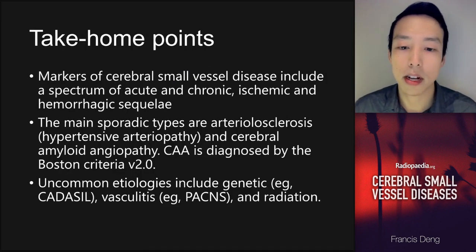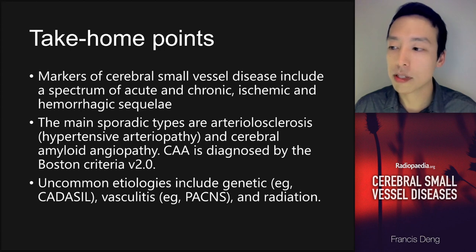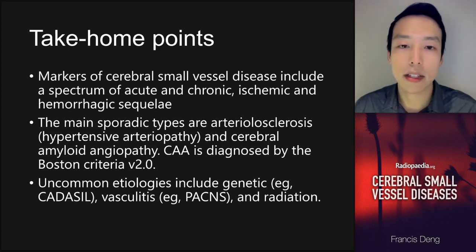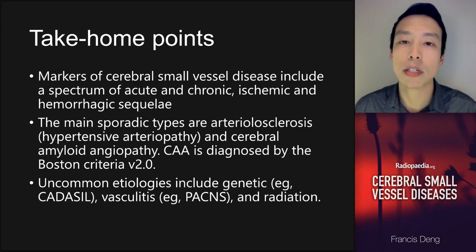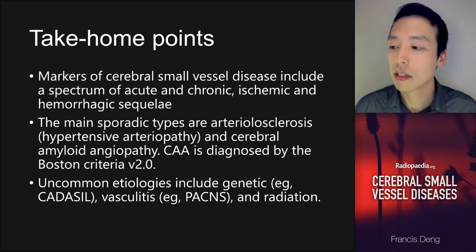That brings us to the end of our talk. I want to give you a few take-home points. First is that there are markers of cerebral small vessel diseases, and that these include a spectrum of findings, both acute and chronic, both ischemic and hemorrhagic sequelae. It's not just white matter hyperintensities.